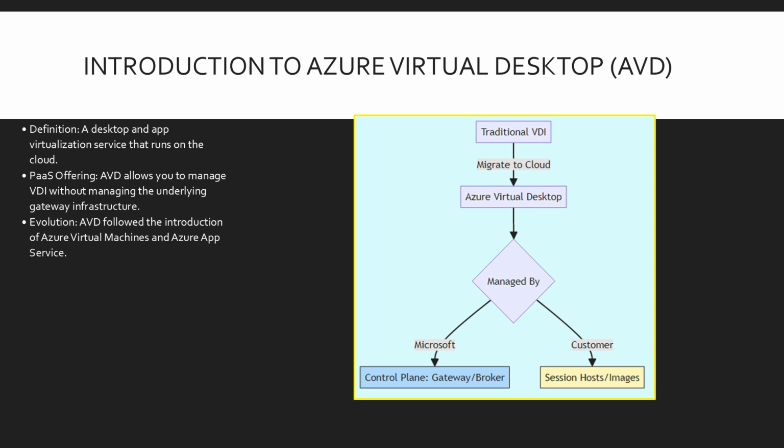This flowchart shows the evolution and responsibility split in AVD. We move from traditional VDI to Azure Virtual Desktop. The key split happens at the Managed by decision. Microsoft takes care of the control plane, highlighted in blue, which includes the gateway and broker. You, the customer, manage the session hosts and images, highlighted in yellow. This visualizes the PaaS nature of the service, showing exactly which burdens are removed from your IT team.